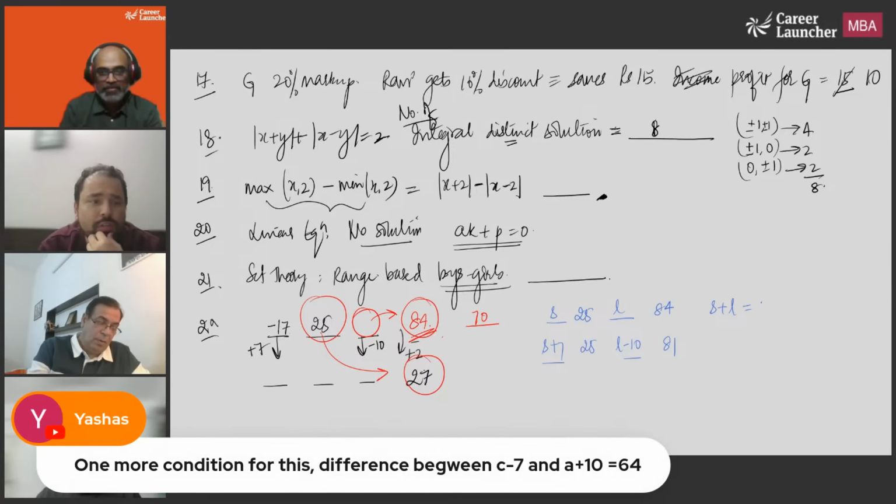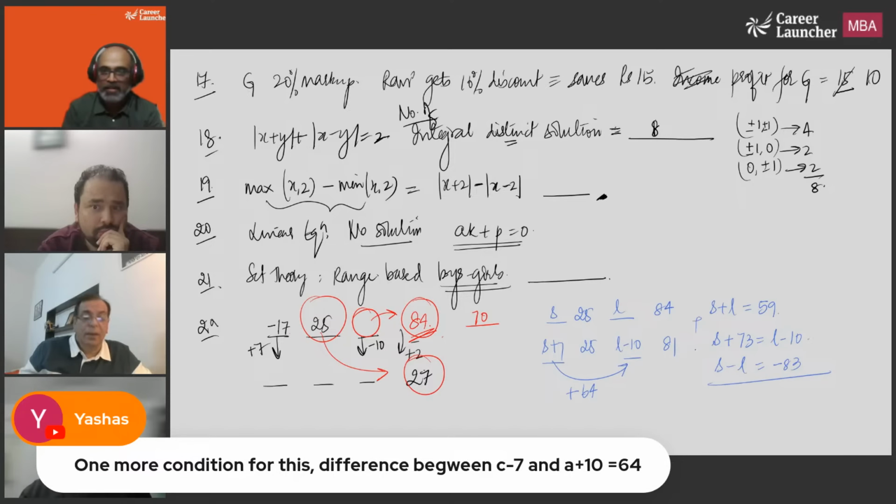One more condition was difference between C minus 7 and A plus 10 is equal to 64. अच्छा, ये भी था शायद. Difference is 64. इसमें 64 का difference था. Okay. Then तो हो गया. यही है ना हमारे पास. So S minus L was 27 आ जाता है. ठीक है. -83. If we sub, तो L की वैल्यू आ जाएगी.